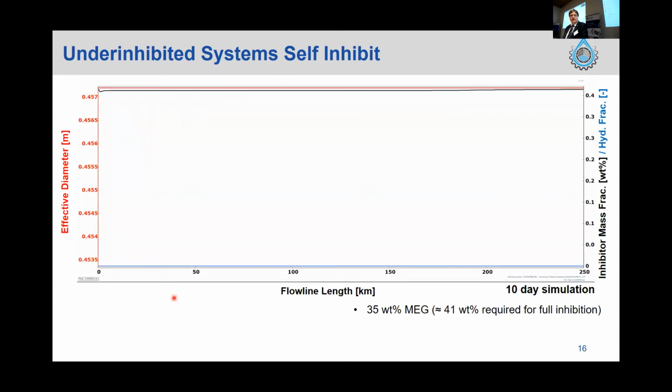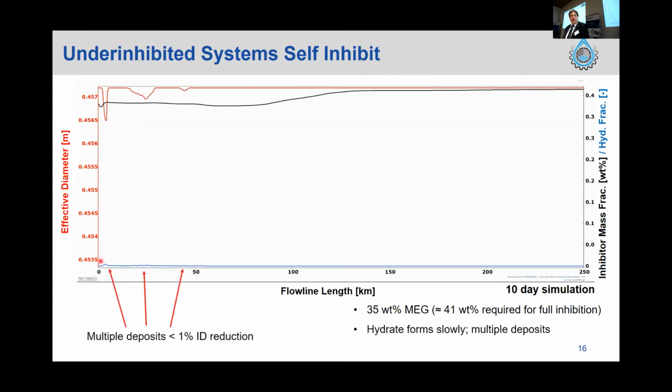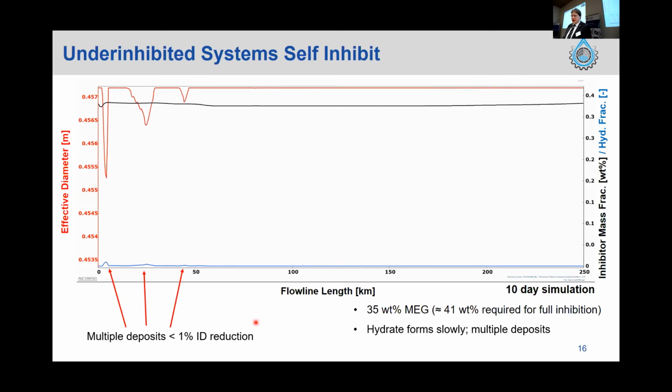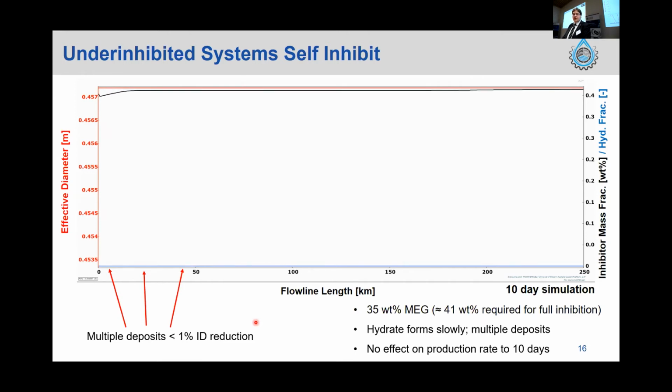As we go ahead and play the video, you see that we reduce the amount of meg which is being put into the system. We come into the hydrate equilibrium region, and we wind up with these three deposits that you can see growing very slowly on the wall here. Now, there are several deposits. They are growing incredibly slowly. So you get a 1% reduction in the internal diameter over the course of 10 days, and that does not do anything to your production rate. So this is actually quite encouraging because it means that you might be able to operate for longer periods without actually having to manage the system too hard.